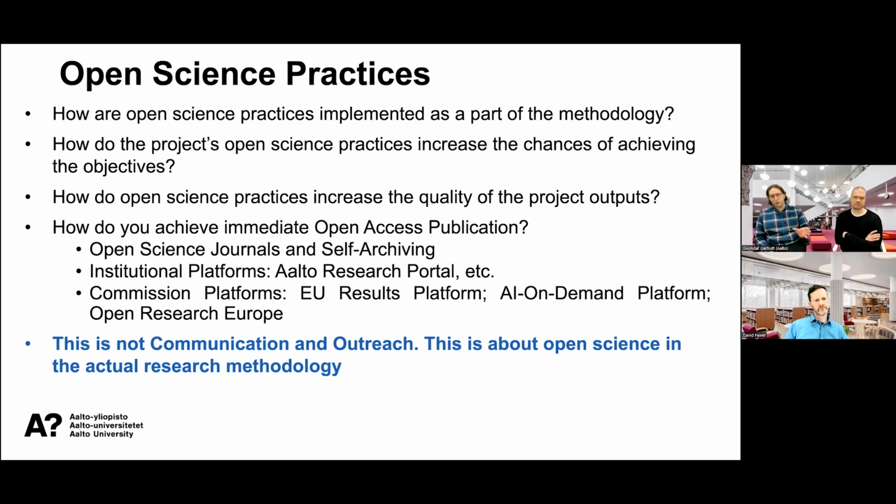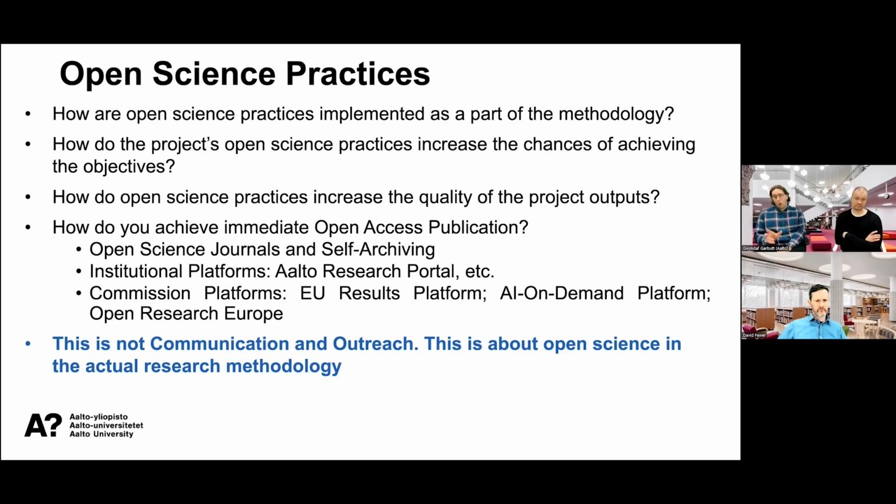What are the methods that you use to achieve your open science? So how do the project's practices increase the chances of achieving the project objectives, and how do they increase the quality of project outputs? So for instance, we've talked about peer reviewing and open peer reviewing, and even the use of preprints, where you might get additional feedback, more information. You're opening the work to the public and getting more feedback from interested parties, and that can increase the quality of the eventual outputs.